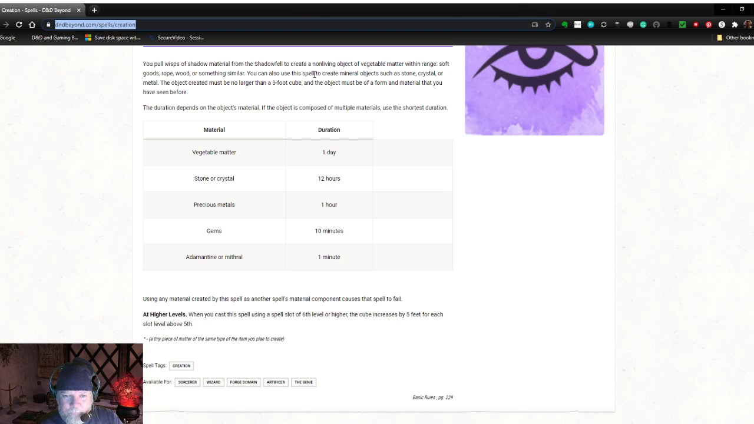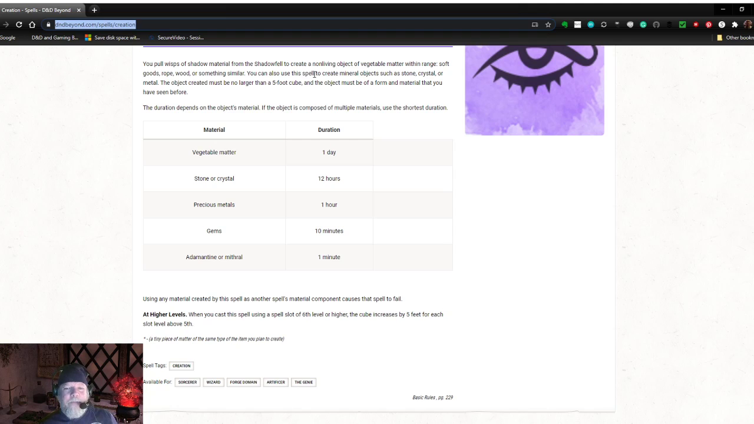Now, there is a caveat in here because I can already hear the wheels turning. Using any material created by this spell as another spell's material component causes that spell to fail. So you cannot use this spell to create a 5,000 gold piece diamond, for instance, and then turn around and try to do a resurrection with the diamond. 10 minutes probably wouldn't be long enough to do the resurrection anyway, but you could not do that.